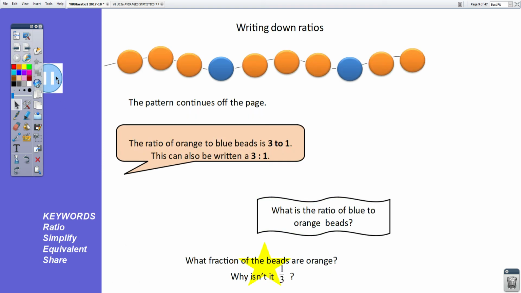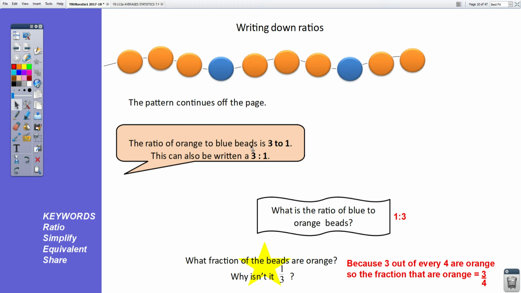Writing down ratios. There's another example of a pattern going off the page. We're told the ratio of orange to blue beads. What's the ratio of blue to orange beads? Very simple one. And also consider this question at the bottom, please. Pause the video. Press play when you're ready to continue. Okay, let's have a look. Well, the ratio of orange to blue is 3 to 1. We just reverse it for the ratio of blue to orange, 1 to 3.